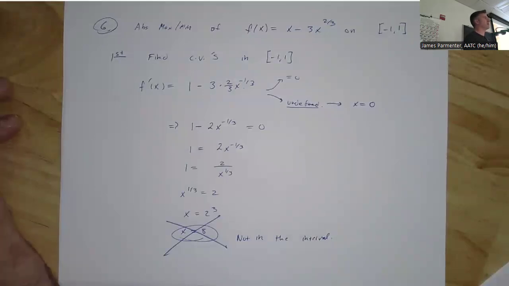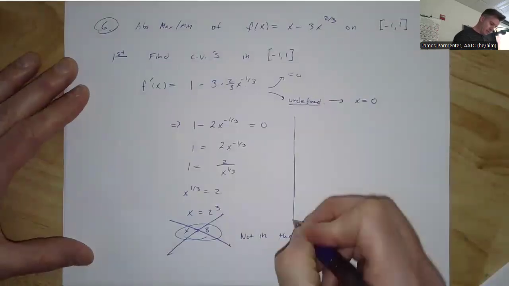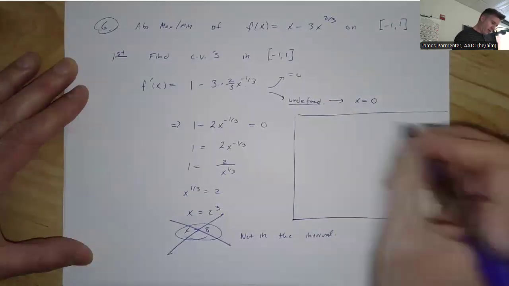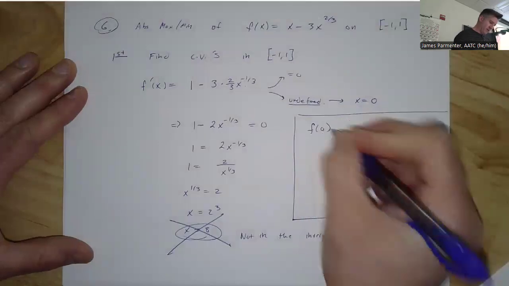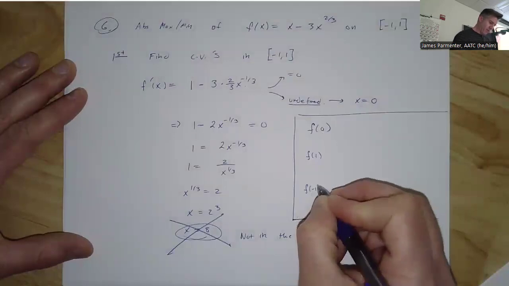It's definitely a thing teachers like to do, is give you a function where at least one of the critical values is not in the interval, so that they can see that you understand that you're not supposed to test that point. So ignore that completely. So what are we going to test? We're going to test the one critical point and all the endpoints. So f of 0, f of 1, f of negative 1.